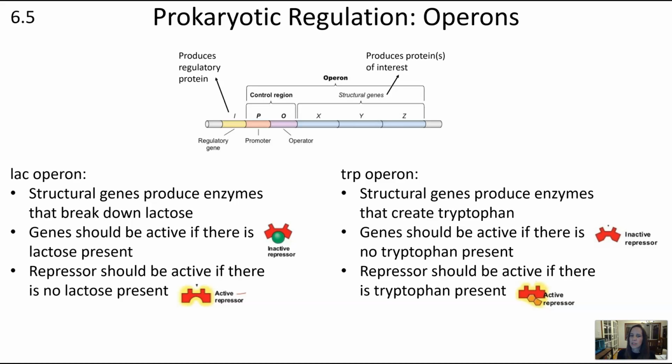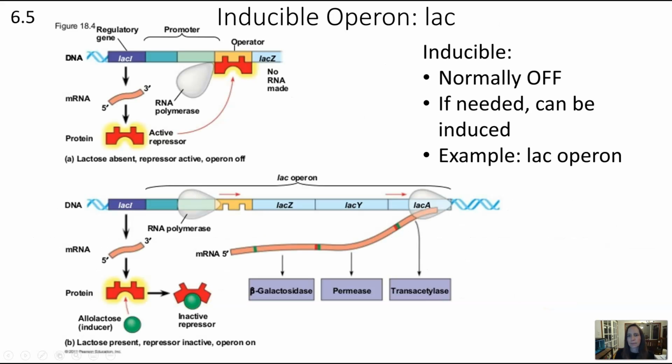You can see from the diagrams that there's going to be a slight structural difference in how these are operated. In the case of the lac, we have the inactive repressor when it is bound to a molecule. In the case of the trp operon, our active repressor is only active if it's bound to the molecule. So let's go over those again.